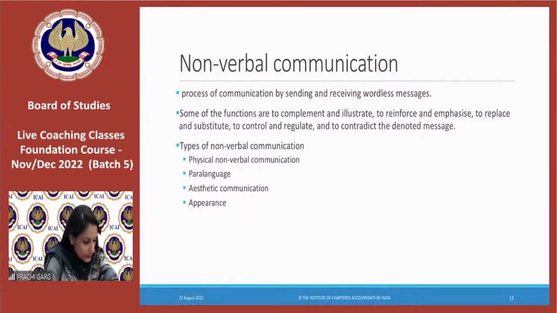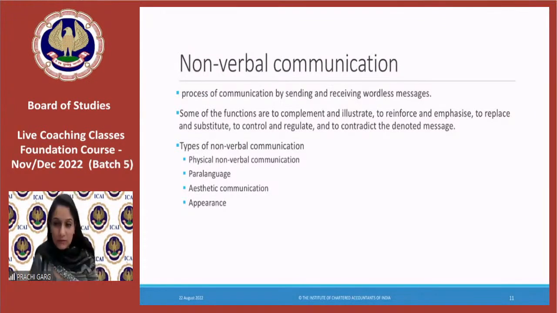Okay, now let's start with non-verbal communication. Non-verbal communication is basically when you are sending and receiving wordless messages. There are no words involved, but yet you are communicating. That's a very strong way. And I think if you do not know somebody's style and everything, then it gets difficult for you to understand what the other person is trying to say. Now, these messages can aid verbal communication. It can help verbal communication.